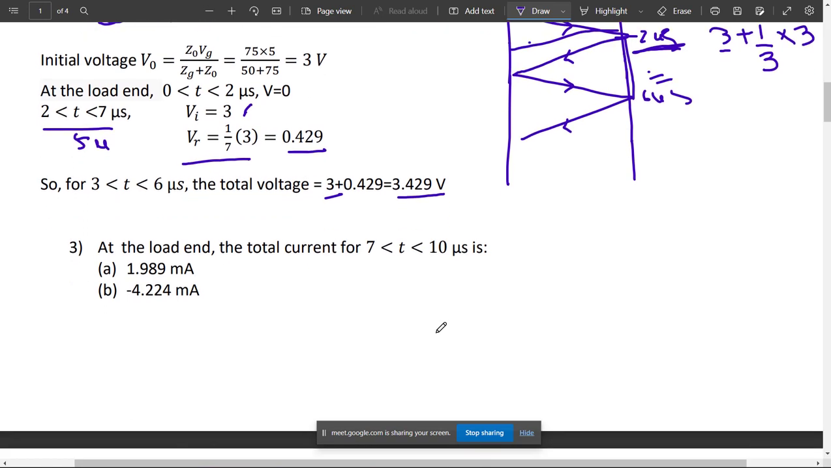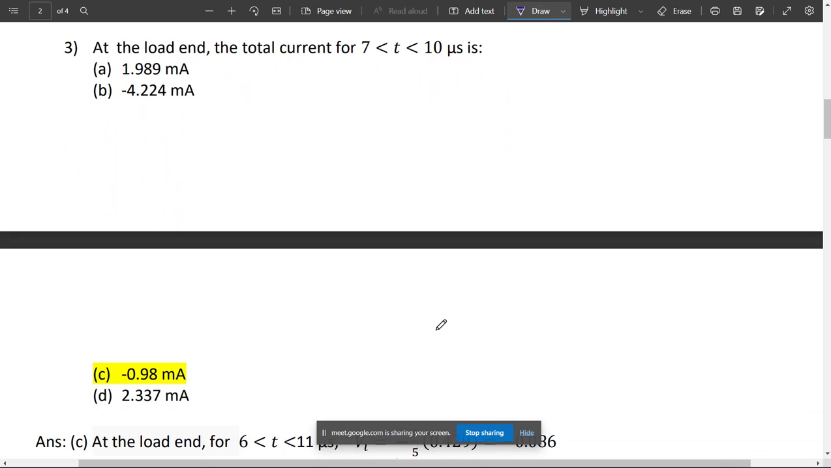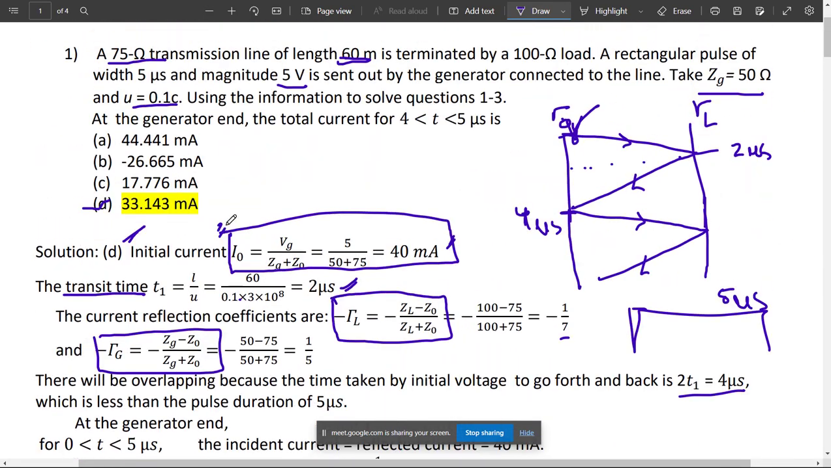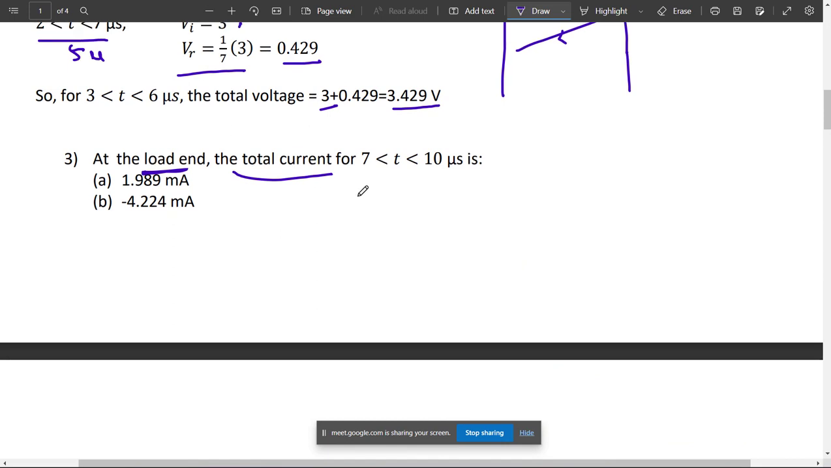ठीक है, चलो let's go to the third question. Now the third question here is at the load end, the total current for in between 7 to 10 microseconds. So now the total current at the load end is asked. First question was at the generator end, right? Now the second question is at the load end. So can someone from you tell me how to solve this one? Try करो.